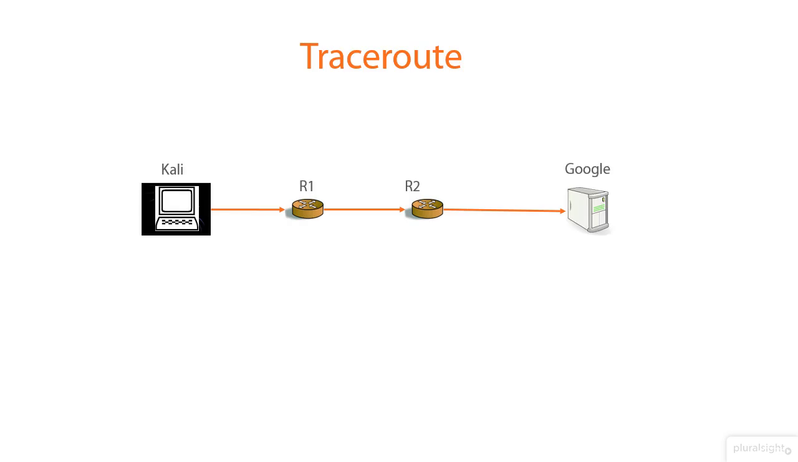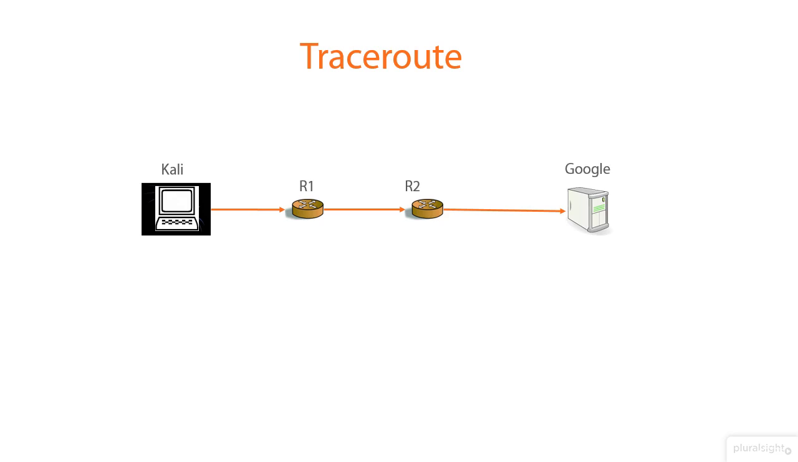Did you understand what I just said? Okay, let me show you a visual example. Let's say the source host Kali and the server of Google are connected by two intermediate routers, R1 and R2.